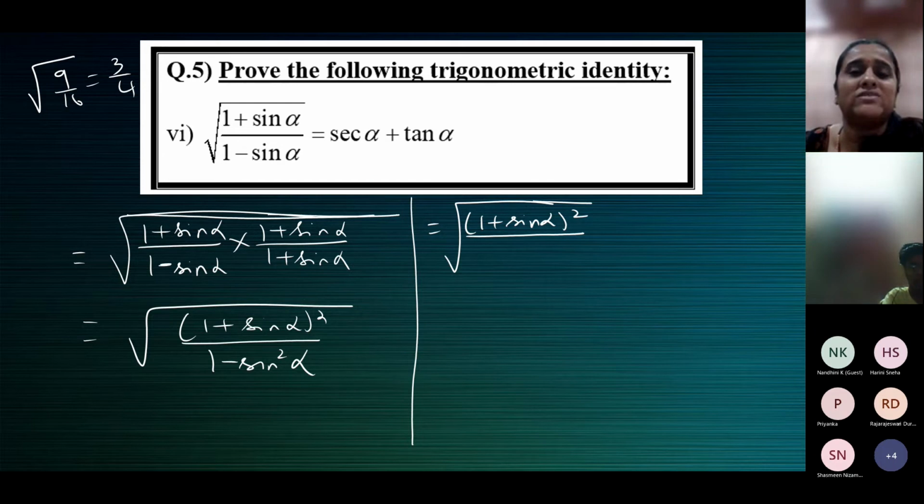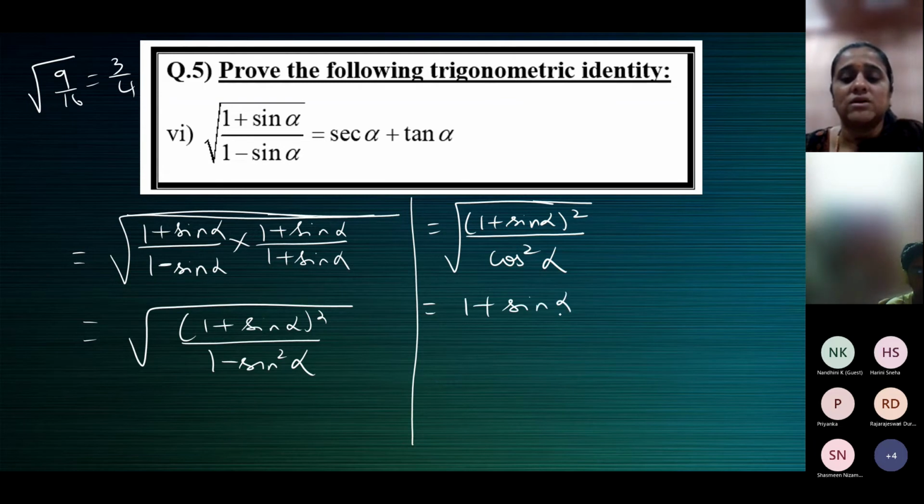But we know that 1 minus sine square theta is equal to cos square theta. So 1 minus sine square alpha is equal to cos square alpha, which is a perfect square. Now under the square root in the numerator, we have 1 plus sine alpha into 1 plus sine alpha, so one of it will come out of the square root. In the denominator, we have cos alpha into cos alpha, cos square alpha, so it comes out of the square root as cos alpha.